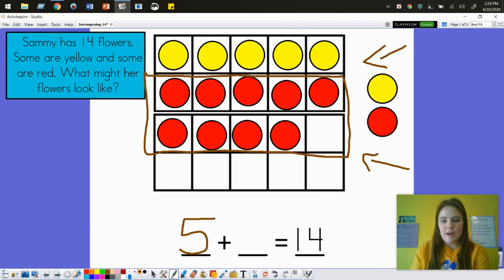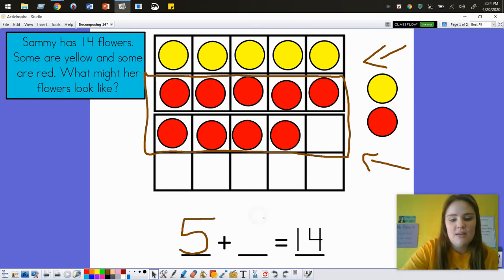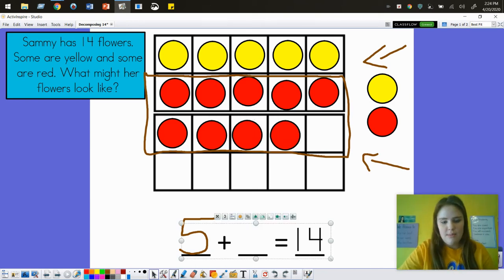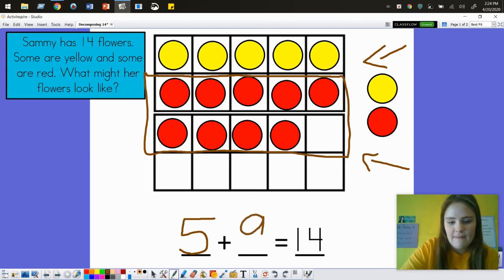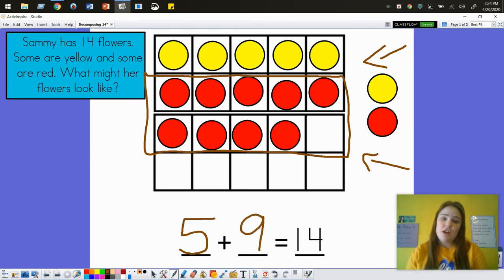If you don't know that number right away, we can go ahead and count. Let's count how many red flowers. 1, 2, 3, 4, 5, 6, 7, 8, 9. So now I'm going to go ahead and write that. Oops, got to get my pen. And now we have decomposed the number 14. We broke that number apart into 5 yellow flowers and 9 red flowers. And when you put all those flowers together, Sammy has 14 flowers.